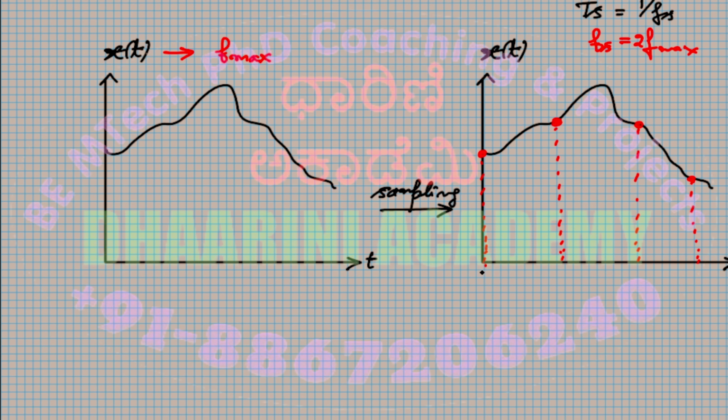So you see, this will be 0. This is 1 into ts, so this will be ts. This is 2 times the sampling duration, and so on. This will go on. Anyway, we don't have any issue with it.